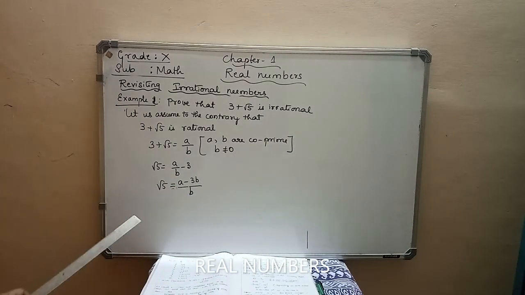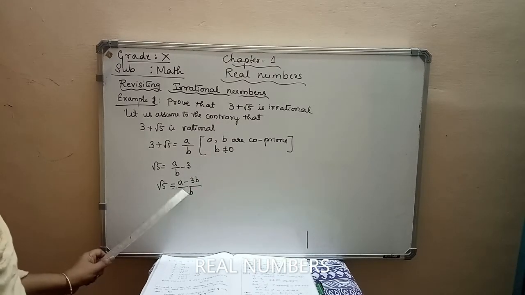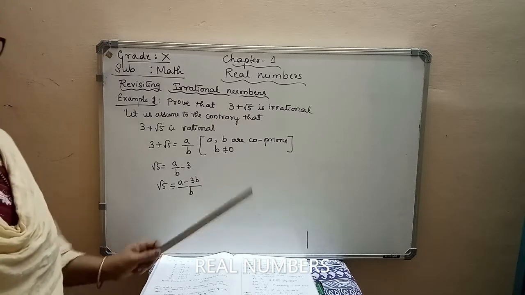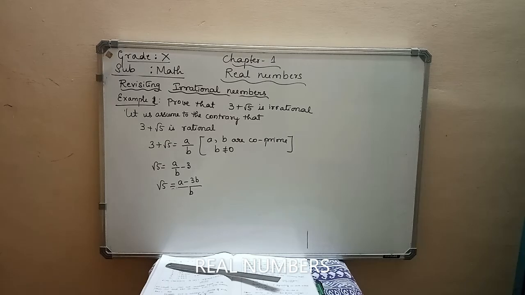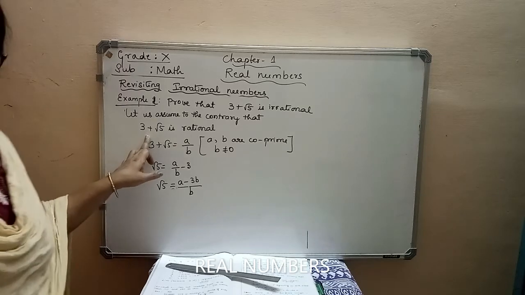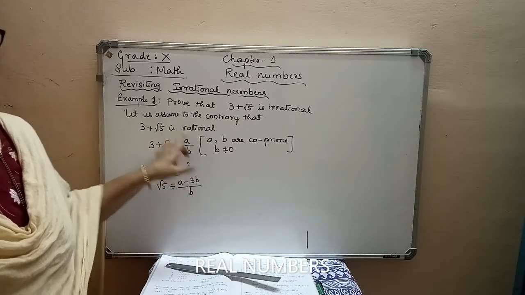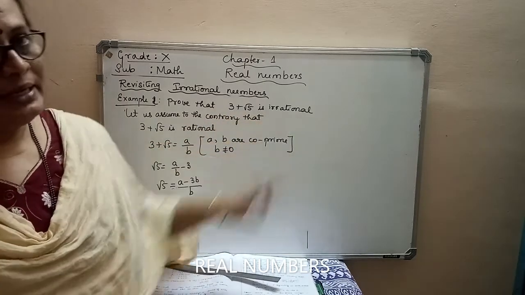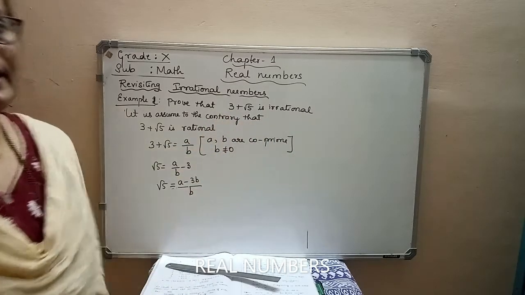But this contradicts. If a minus 3b by b is rational, then root 5 is also rational. But this contradicts the fact that root 5 is not rational; it is an irrational number. Therefore, this contradiction has arisen because of our wrong assumption that 3 plus root 5 is rational. Therefore, we conclude that 3 plus root 5 is irrational.